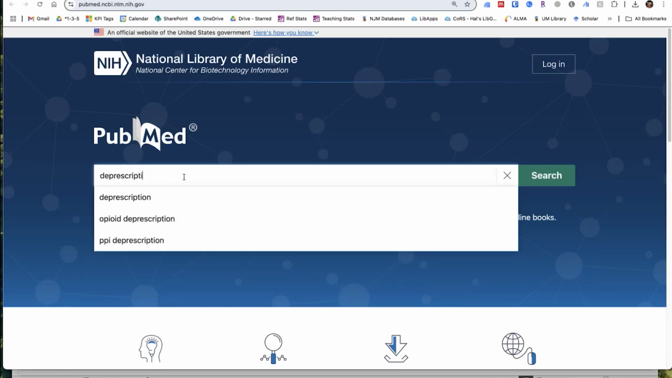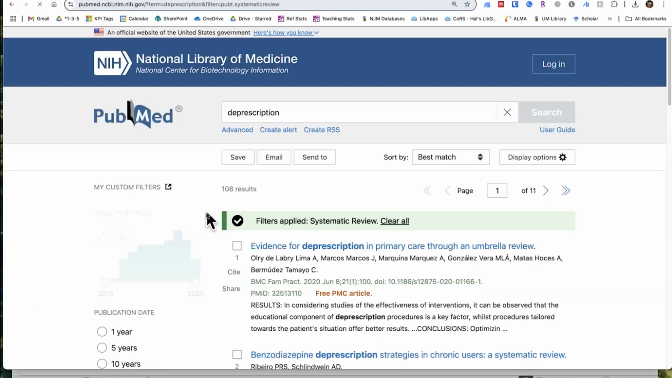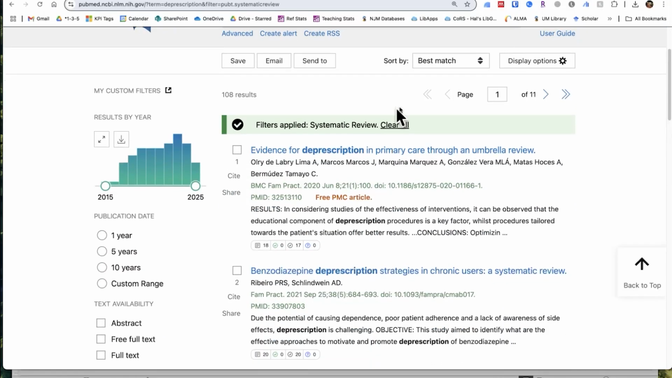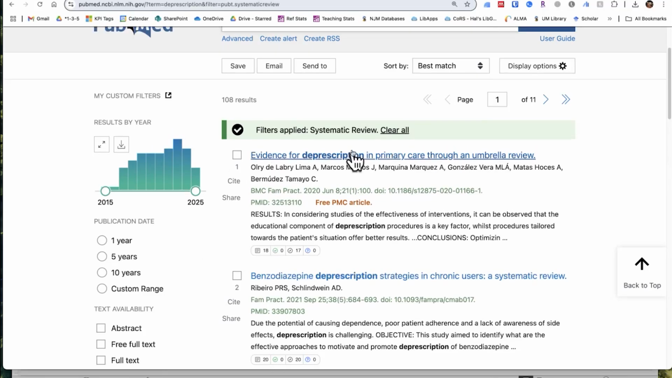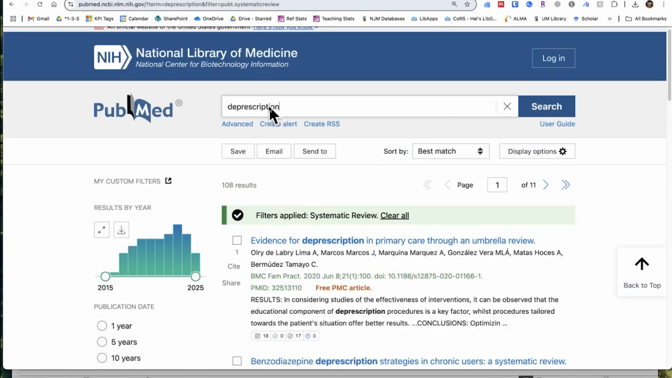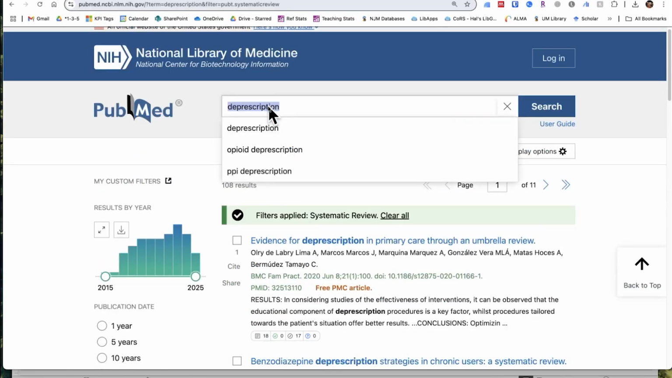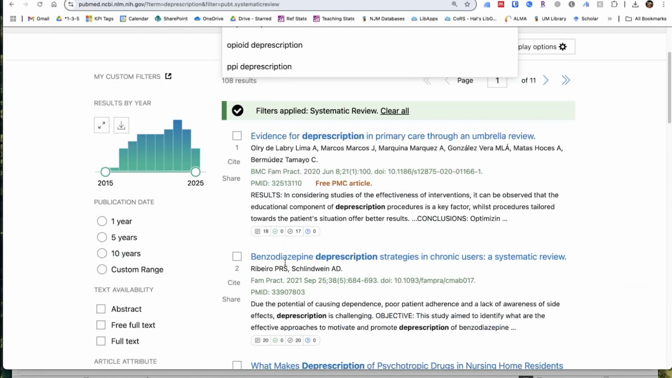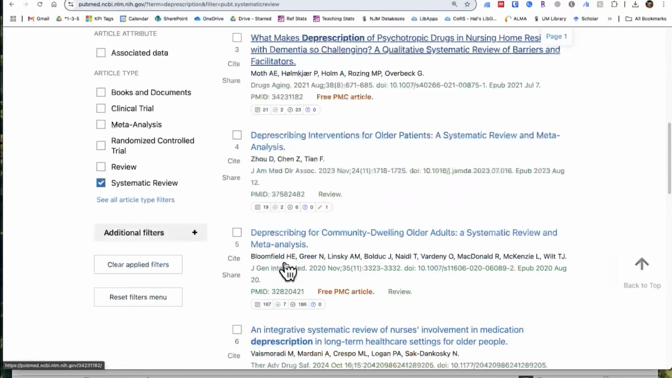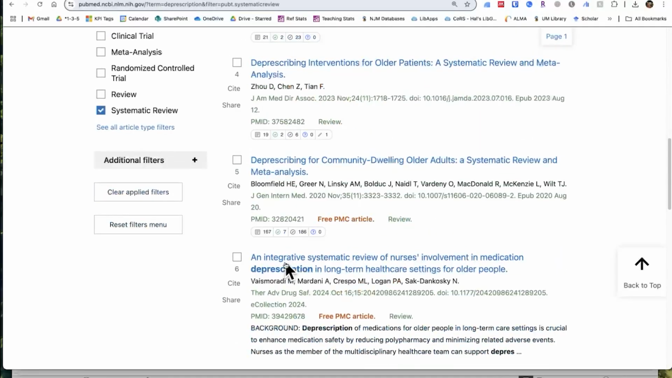So I'm just going to put in deprescription again. And then PubMed allows, I've already got the filter applied. PubMed allows you very easily to filter to systematic reviews. I would probably have a more specific topic than just deprescription, but you could quickly skim through here and make sure that nobody has published a review on your topic as well.